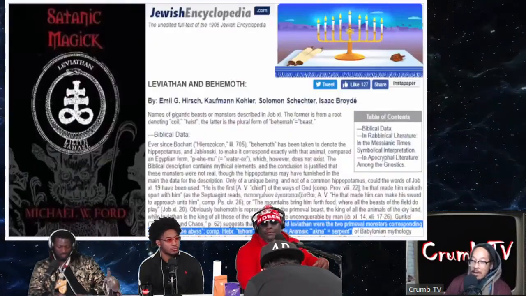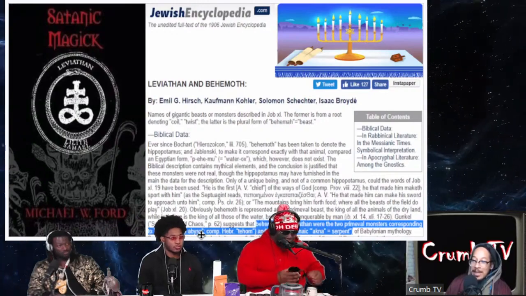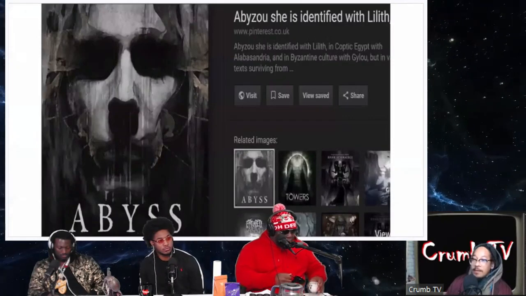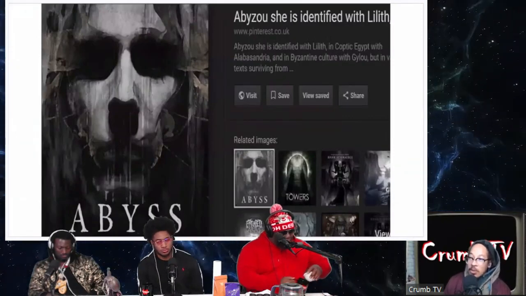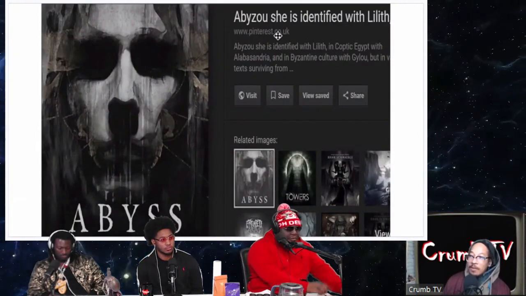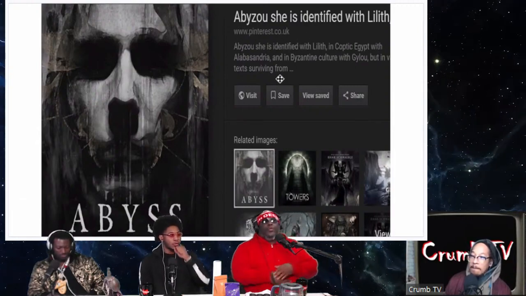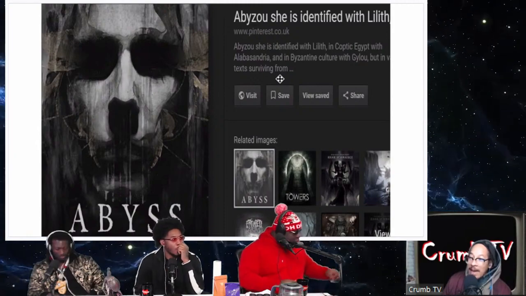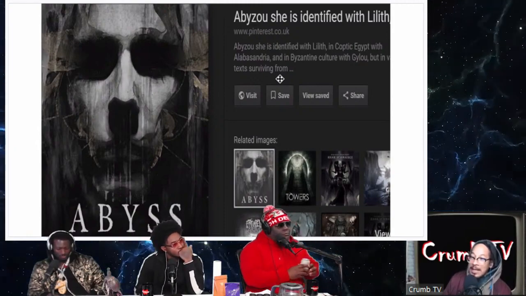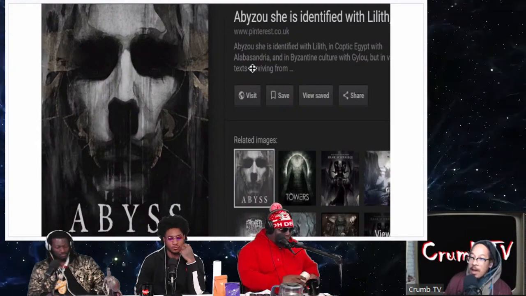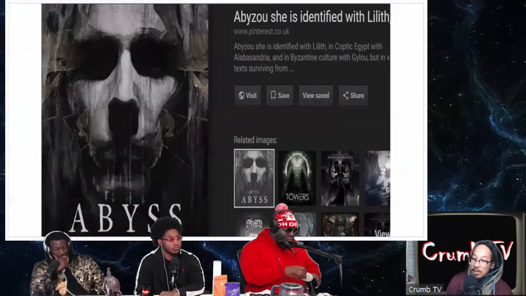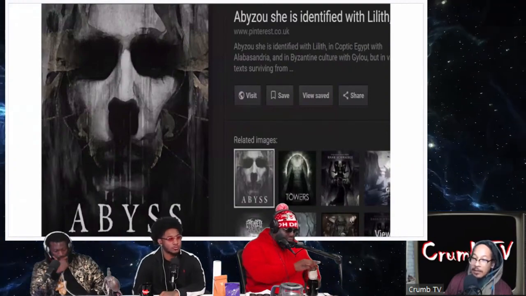Because right here under Tiamat, it says abyss. If you look up the word abyss along with Lilith, it's going to give you Abzu is identified with Lilith. Abzu, she is identified with Lilith in Coptic Egypt with a list of other gods who I'm going to go over later. We'll come back to this list of different demons.